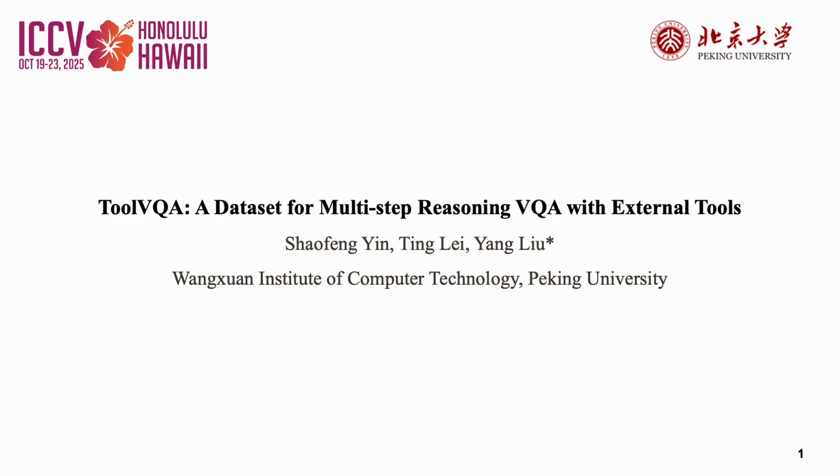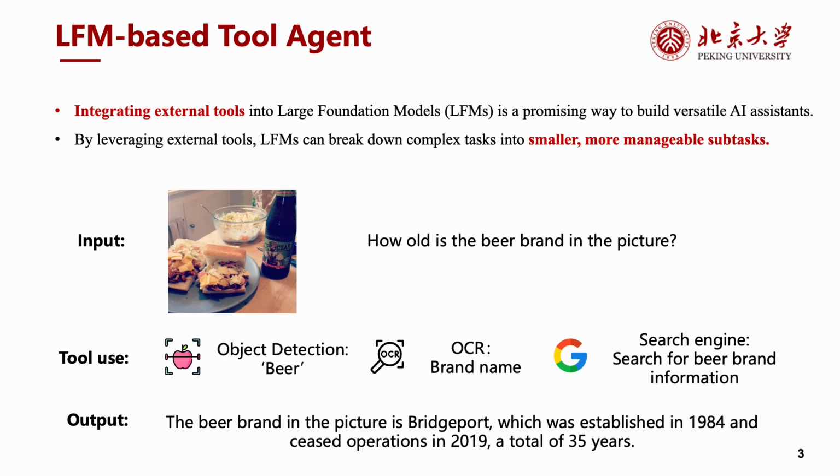Today I'm going to introduce our new work in ICCV'25. The name is ToolVQA, a dataset for multi-step reasoning VQA with external tools. In recent years, integrating external tools in large foundation models is a promising way to build versatile AI assistants.